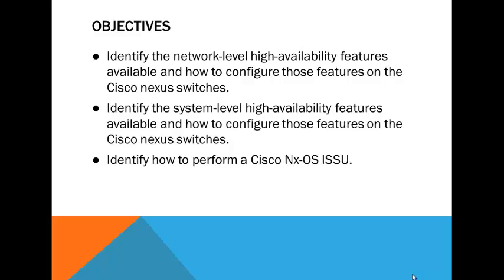Before getting into system high availability, I would also give you a small introduction to network level high availability. And then we'll get into system level high availability in detail. In system high availability, we have a very detailed study of ISSU, in service software upgradation, which can be performed on a Cisco Nexus without interrupting the data plane, without interrupting the data flow. We can do the upgradation. That's what in service software upgradation is. So these are the three main objectives of today's class.